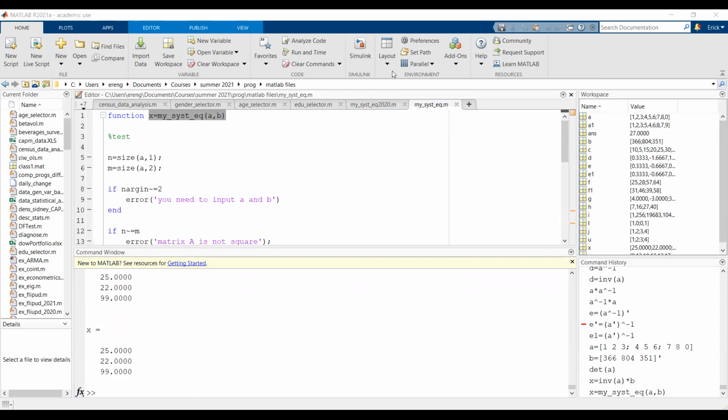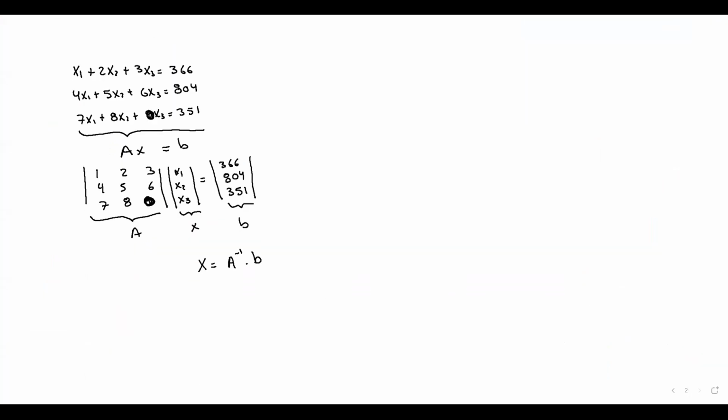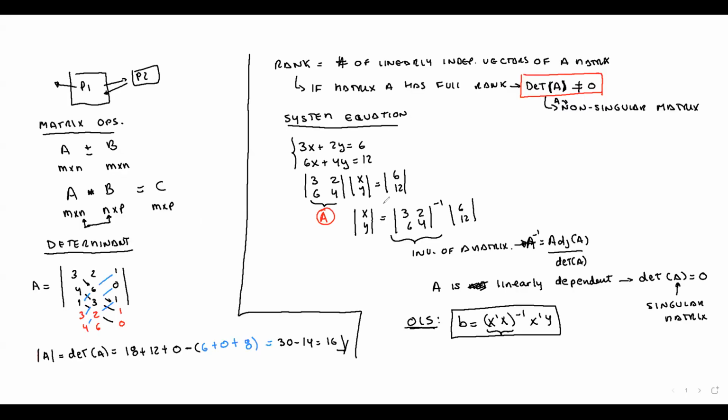Now, what do you remember? We were talking about a system. Let's go back to this example. So let's try to do this: A is going to be 3, 2, 6, 4, and 6, 12. Let me take a picture here so you can see. Let's try to solve this equation now.